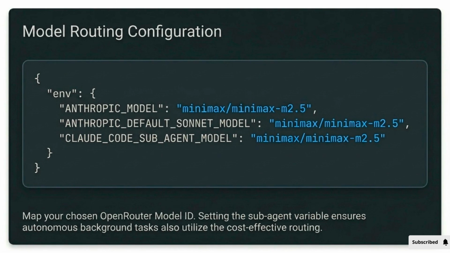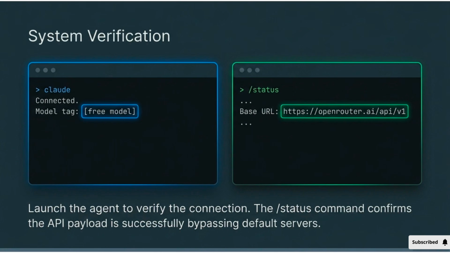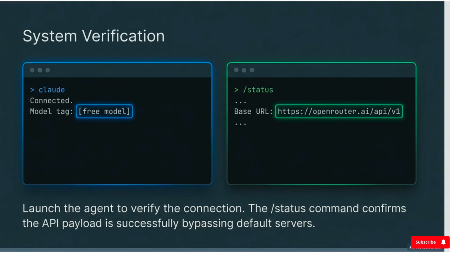like Claude Opus. The model routing configuration involves mapping your chosen OpenRouter model ID to the relevant Anthropic variables. Setting the subagent variable ensures background autonomous tasks use the same cost-effective routing. For system verification, launch the agent. The claude command confirms connection and the model tag. The /status command confirms the OpenRouter base URL, successfully bypassing default servers.